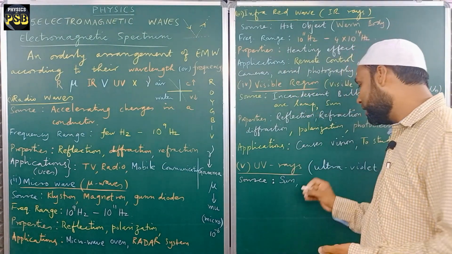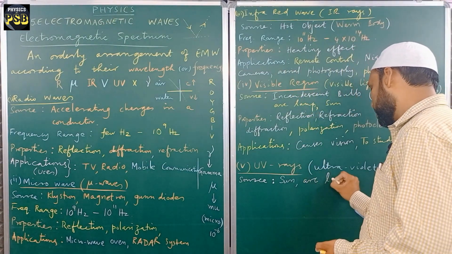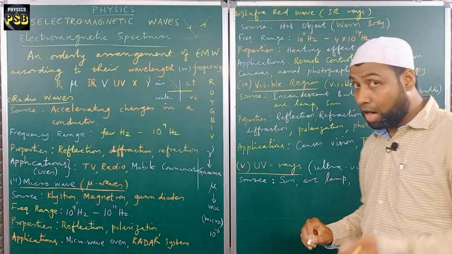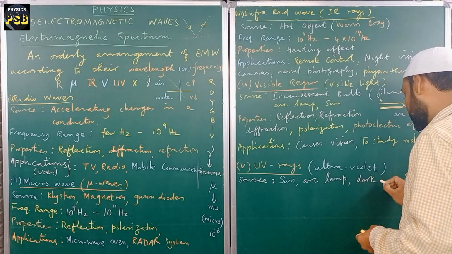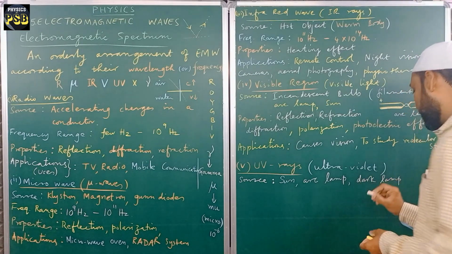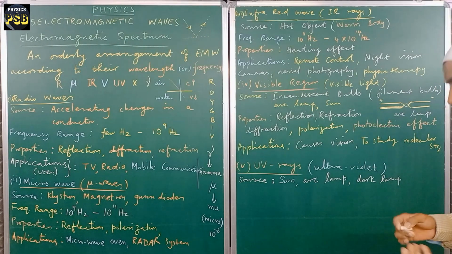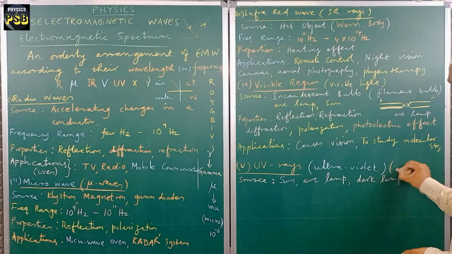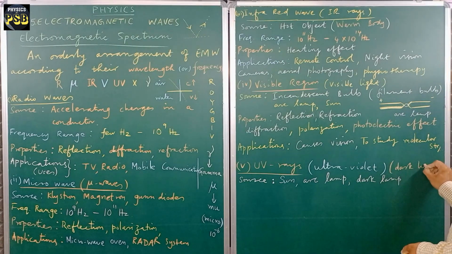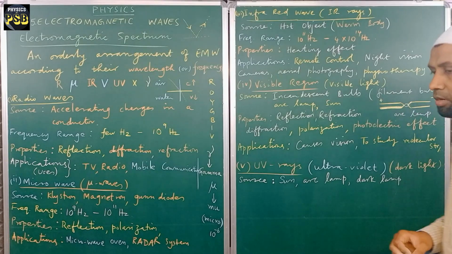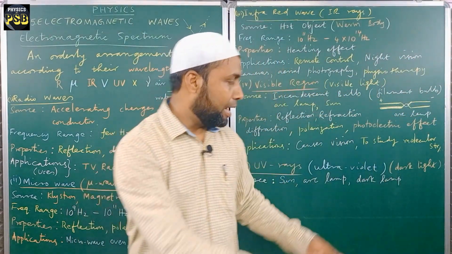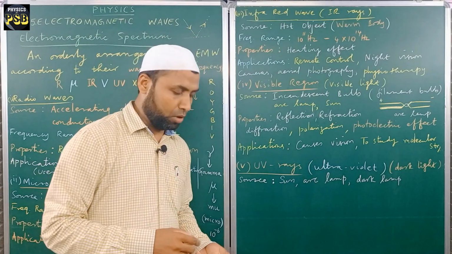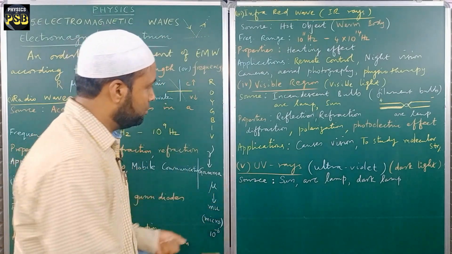Now, apart from this, arc lamp, then dark light. There is one thing called dark light. UV rays are also referred to as dark light. So it is given out by dark lamp. What is the another name of UV ray? UV ray is also referred to as dark light because it is invisible. So it is given out by dark lamps. Now I'll show you. I have got one with me that I'll show you.